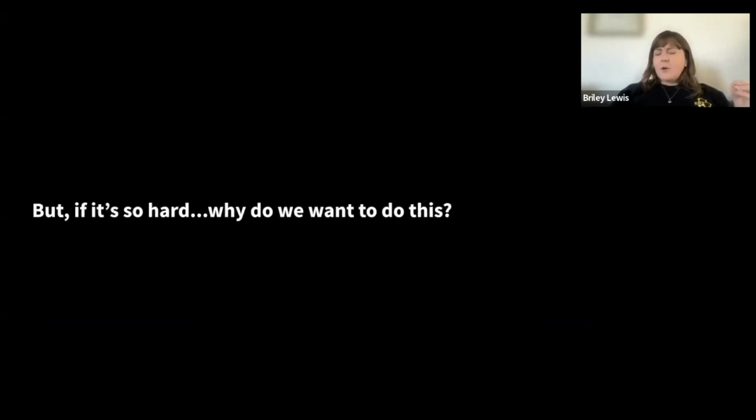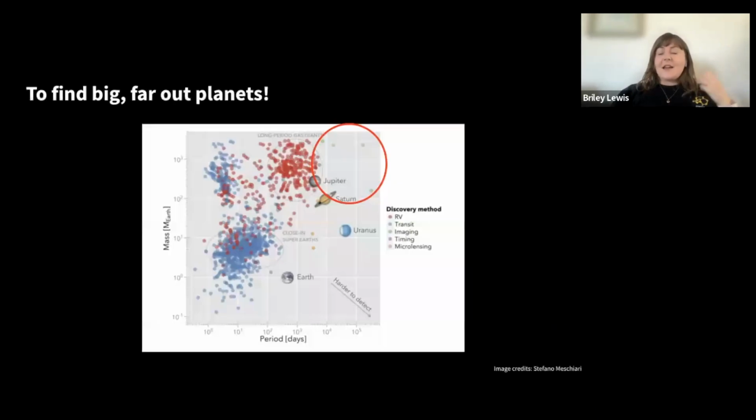But first, if it's so hard, why do we want to do this? You guys already brought up in the chat, we have other ways of finding planets that we're really good at. So why are we trying to do this firefly around the Las Vegas lights nonsense? And the answer is that other methods of finding exoplanets can't see the same ones that we can see with direct imaging. So right now, we're limited in technology by what each different method can find.